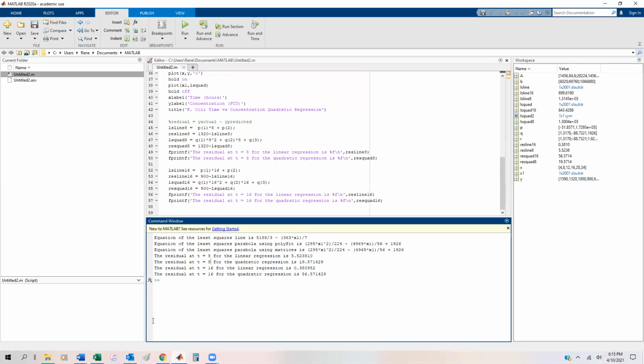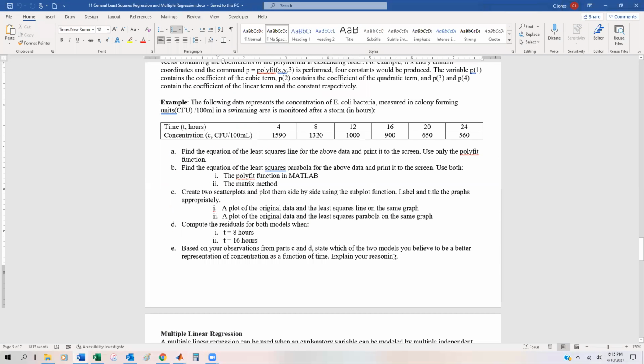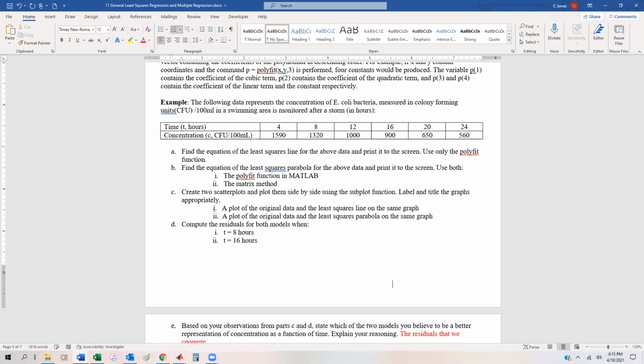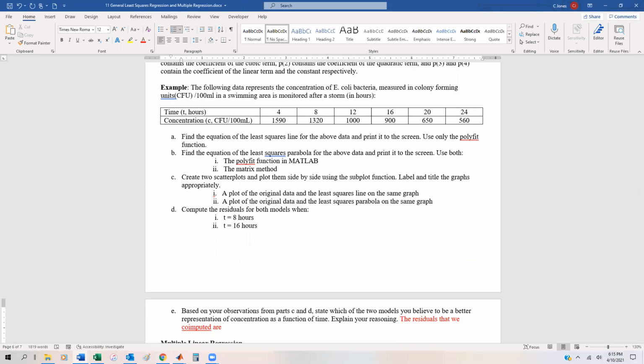So now the last part of this asked us to be able to do an analysis. So based on your observations for C and D, which of the two models would you believe to be better? At this point, the only thing that we really have to say is that the residuals are bigger for the quadratic. So the residuals that we computed are higher for the quadratic model.